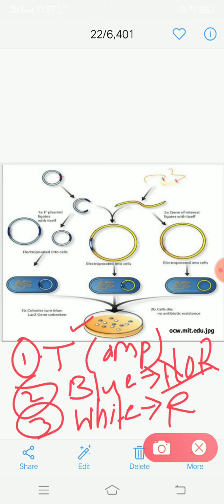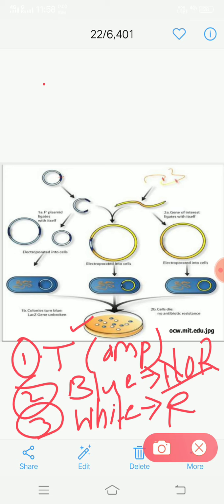Understood? First of all, whatever the colonies grown over here, all these colonies are the transformed colonies, because they grow on the ampicillin medium. Then further identification, two types of colonies are there, blue and white. Blue means the non-recombinant. Non-recombinant means the gene of interest is not inserted into the lacZ dash gene, therefore the lacZ dash gene is functional, so it can degrade the X-gal and gives the blue color colony, so it is a non-recombinant.